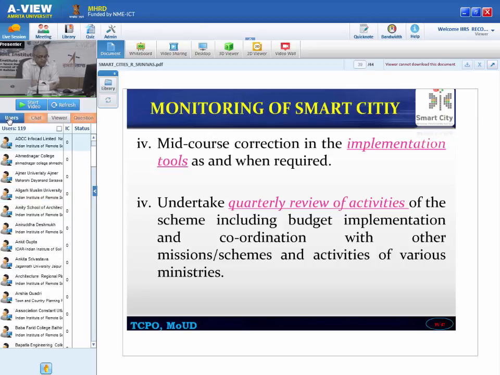However, there is a provision of mid-course correction. So if something goes wrong, after 2.5 or 3 years, the Ministry of Urban Development can think of what steps to be taken to overcome things if they go haywire. What corrections you need to take, definitely mid-course correction will also be done. And undertake quarterly review of activities. Of course, the Ministry of Urban Development will be quarterly reviewing all the progress of the mission.